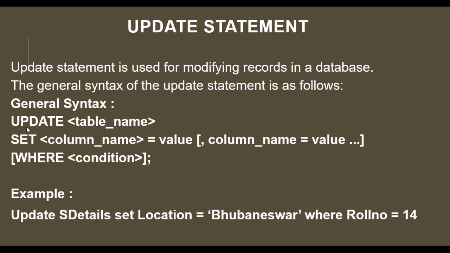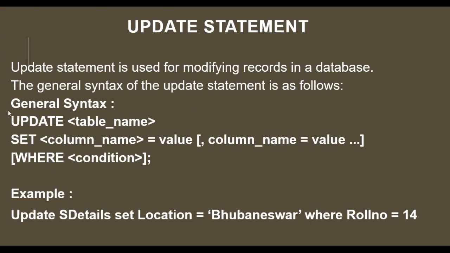So the general syntax is UPDATE. Then you have to give the table name. Then SET. Whatever changes you want to make, you have to first mention here. So UPDATE table name, then SET column name. Which column do you want to change? I can give a column name followed by the value. Then you have to give the conditions here. For example, roll number equal to 1 means only that particular roll number's student has to be changed.